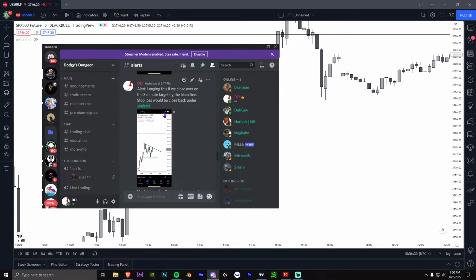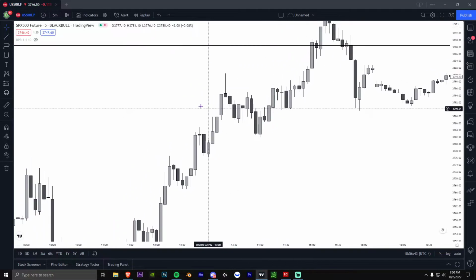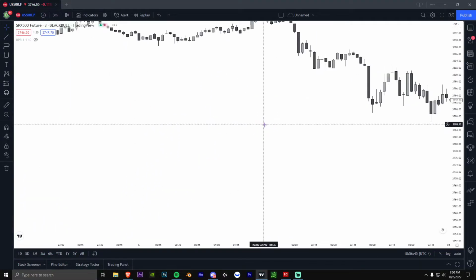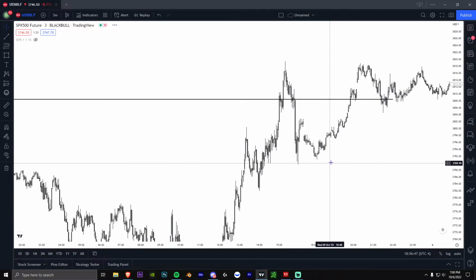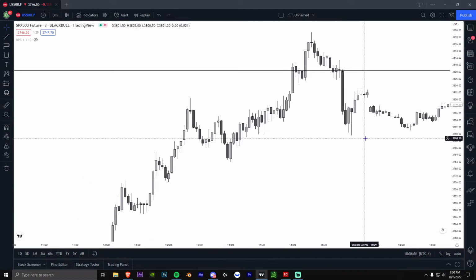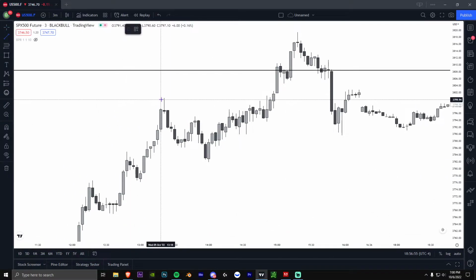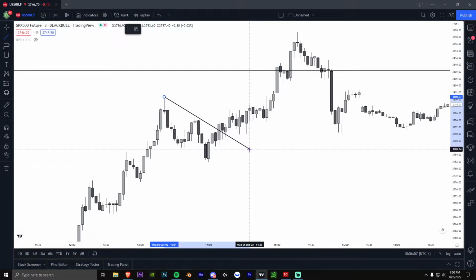Alert, logging this if we close on the 3 minute, targeting the black line. By the black line, I meant the dotted line. I just wrote black, but people understand that. So I said I was going to long that if we close over the 3 minute. And I already had a strong feeling we were going to close over and push to that dotted line, but I didn't say that because in that situation, rather than chasing and entering the fair value gap, it's better to enter for confirmation.